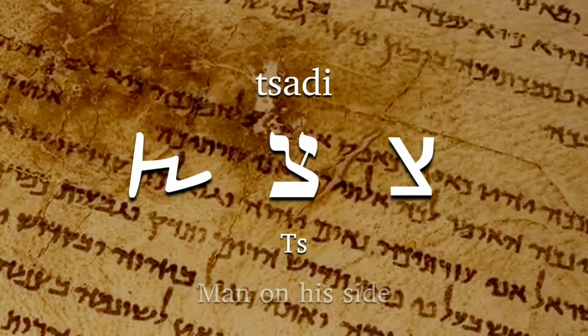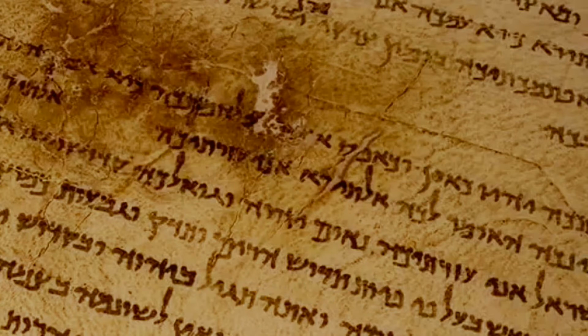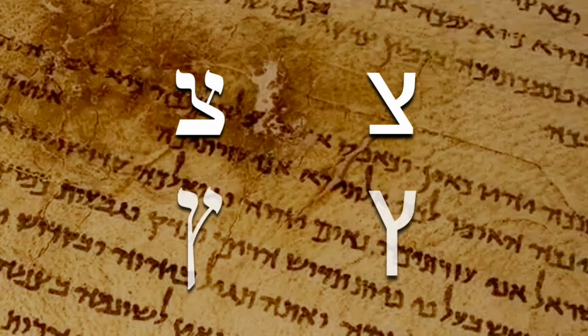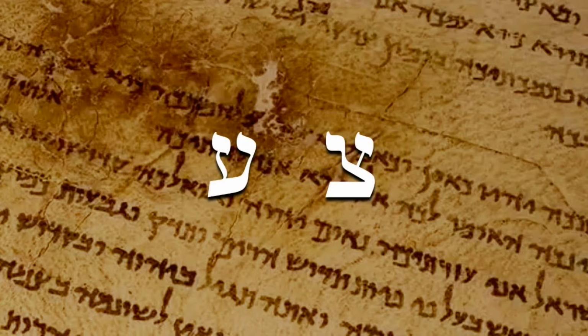Tzadi also has a final form where, like I was saying, it goes below the line. There's like a line here. So, those are all 5 letters that have a final form. We know all that now. Tsadi kind of looks like an ayin, so watch out. It's pretty similar. Just watch out for that.